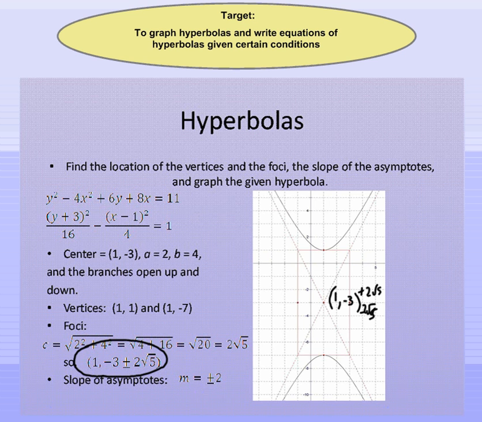The slope of the asymptotes is b over a. b is 4, a is 2, which reduces to 2. So plus or minus 2.